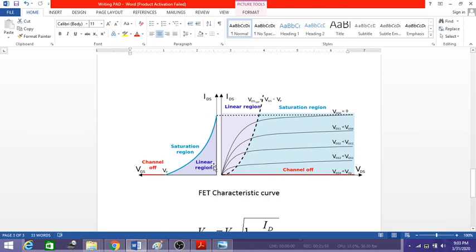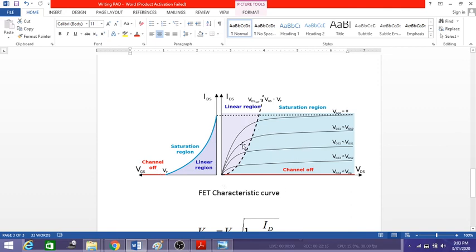Look at this section; don't consider this, we will discuss it later. This is a transfer characteristic graph. The right side section we call the drain characteristic graph, and this left section we call the transfer characteristic graph.